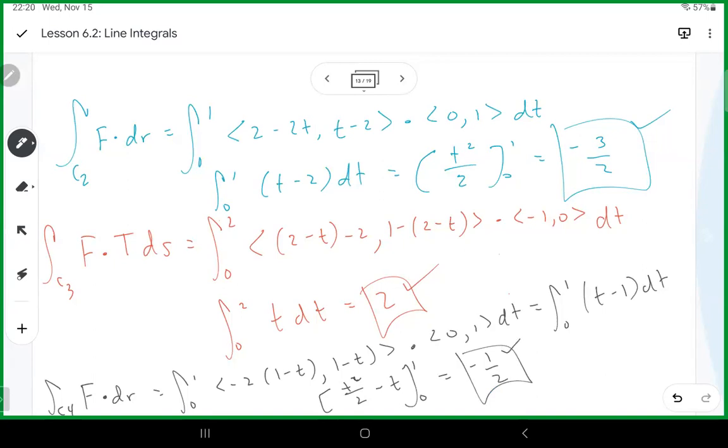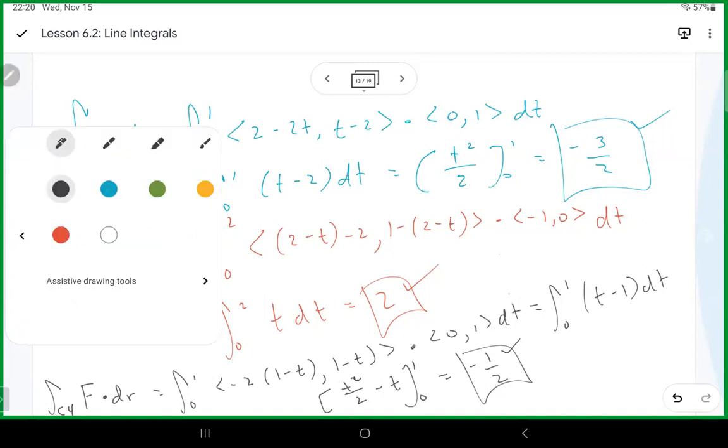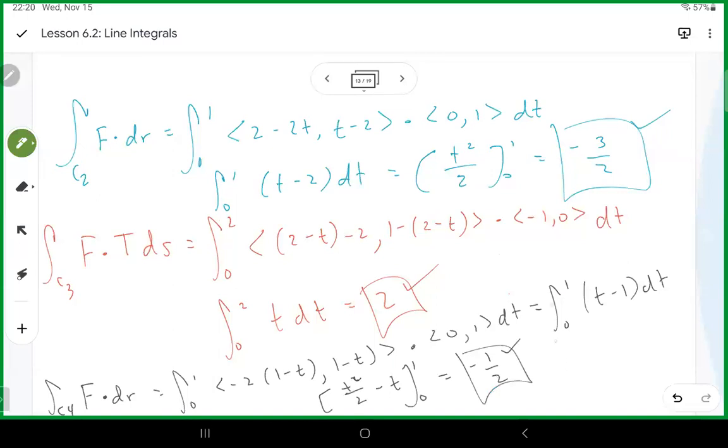So then if you add everything up, 2, 2, and then, so, you would get equal to 2. Okay. Let's see.